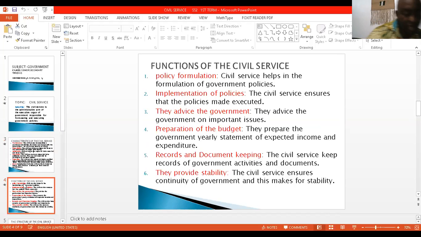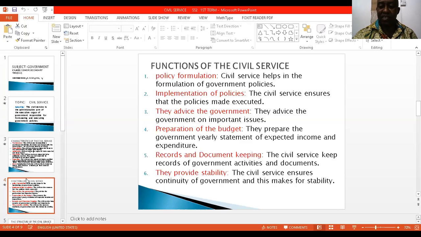Functions of the civil service. Number one, policy formulation. Sometimes the examiners might ask, what are the roles of the civil service in a democratic society? Or, what is the importance of civil service in a democratic setting? You can go with this. Policy formulation is one of their functions. Implementation of policies. They advise the government, preparation of budgets, records and document keeping.